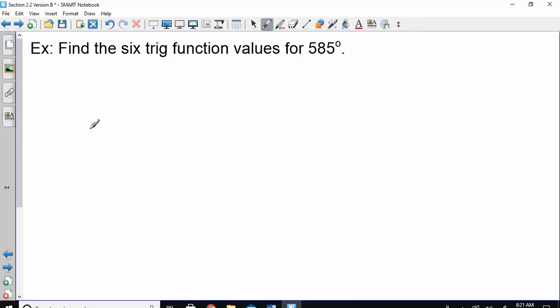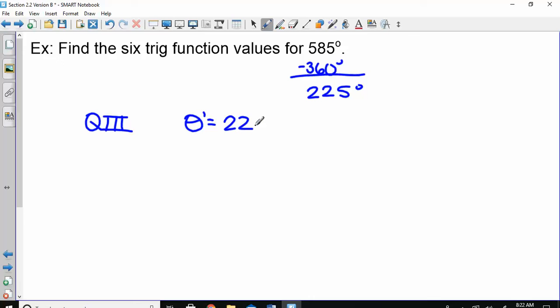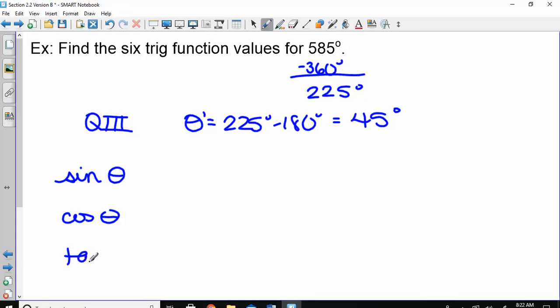What if I asked you to find all 6 trig functions for 585 degrees? What would we need to do with that? We can find coterminals. If I give you a negative angle, then you know you have to add 360. If I give you a really big angle, you know you need to start subtracting 360. So when you subtract 360 from this, we get 225 degrees. What quadrant is 225 in? Third. It's between 180 and 270. Reference angle, what would we do? 225 minus 180 is 45. All right, so I want all 6 trig functions.